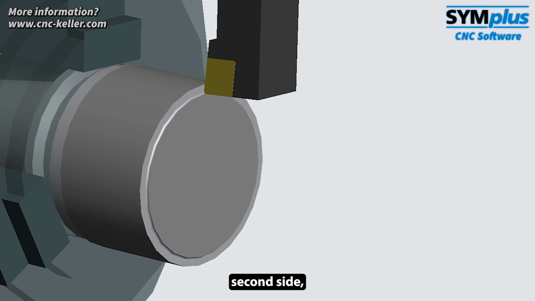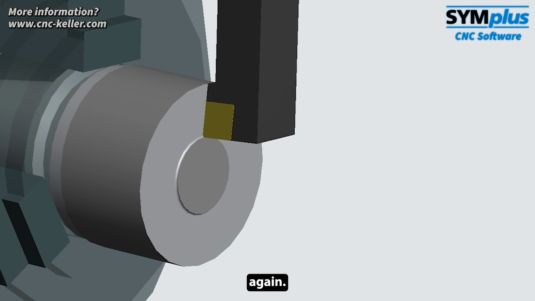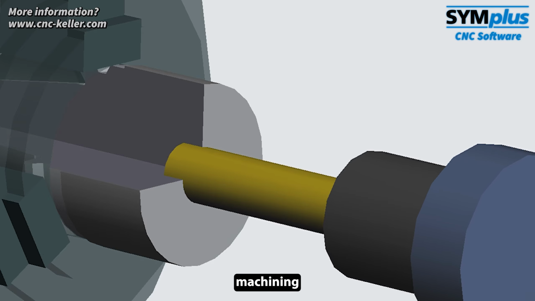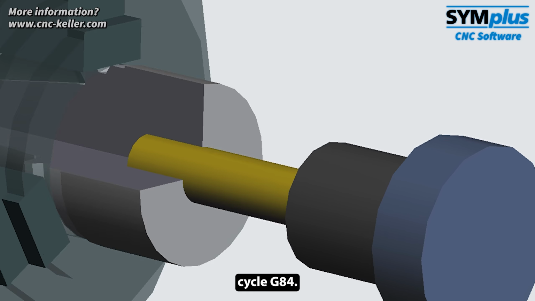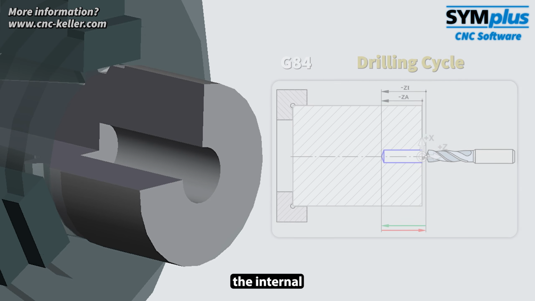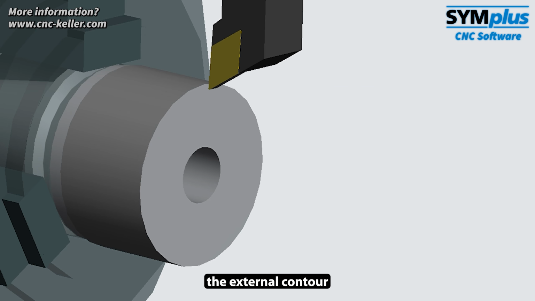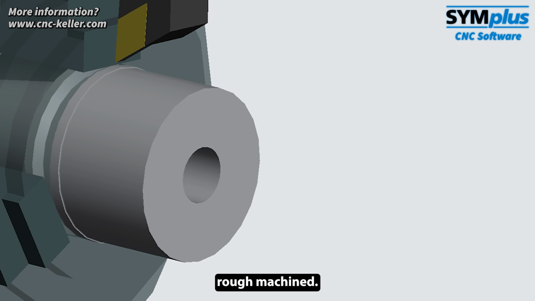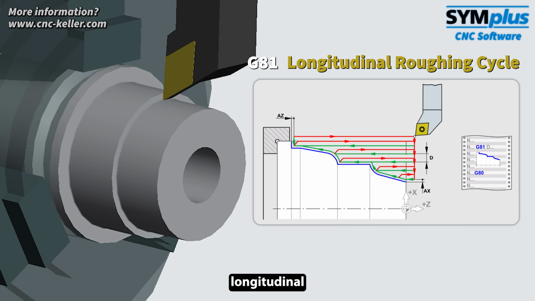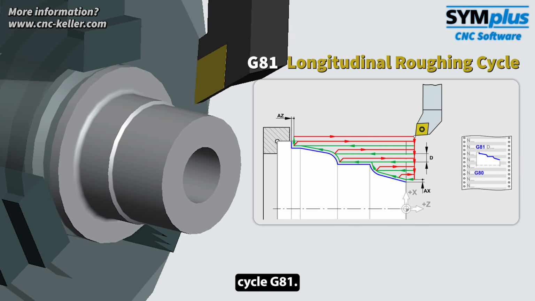On the second side, the front face is faced again. This is followed by a drilling operation for the later internal machining, using the drilling cycle G84. Before continuing with the internal contour, the external contour is first rough machined, just like on the first side, using the longitudinal roughing cycle G81.